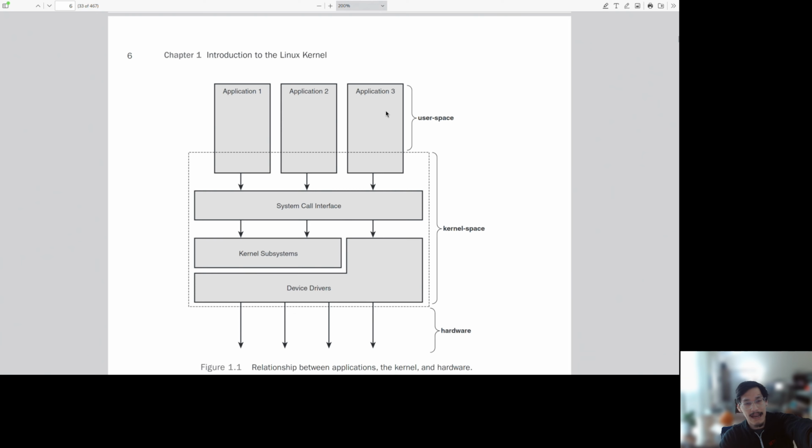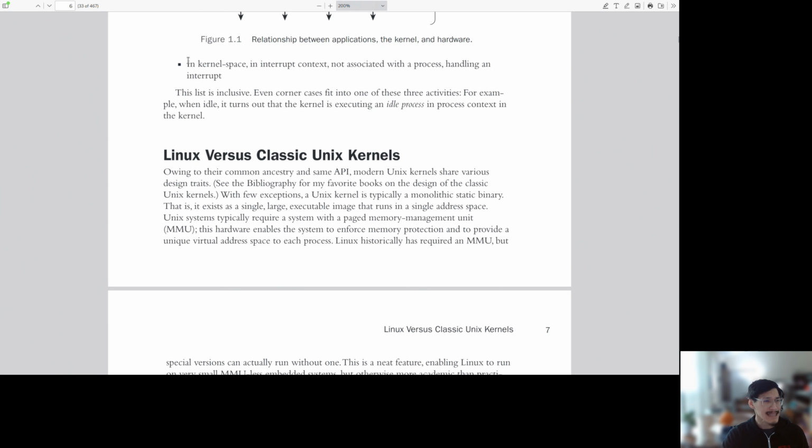The malloc actually invokes a system call, telling the kernel to allocate some memory and returning the pointer back. And the last thing is in kernel space and in interrupt context. Basically, while it's handling an interrupt, it's not really associated with any process. So it's handling interrupts. It could be in kernel space that way too.